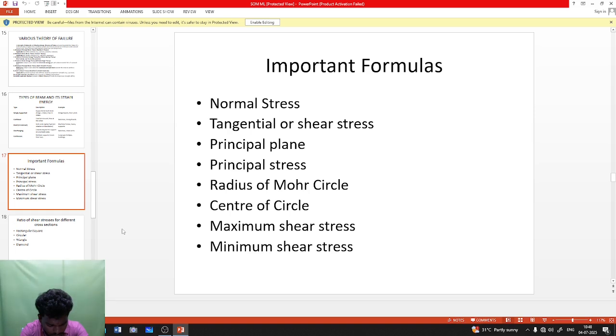For principal plane, tan 2 theta is equal to 2 tau xy divided by (sigma x minus sigma y). For principal stress, sigma max or minimum is equal to (sigma x plus sigma y) divided by 2 plus or minus the whole root of ((sigma x minus sigma y) divided by 2) square plus tau xy square.